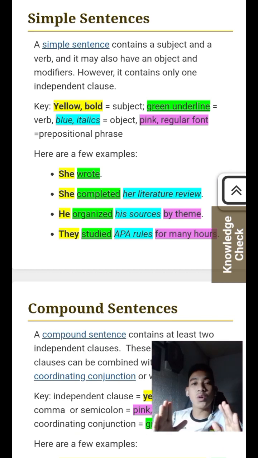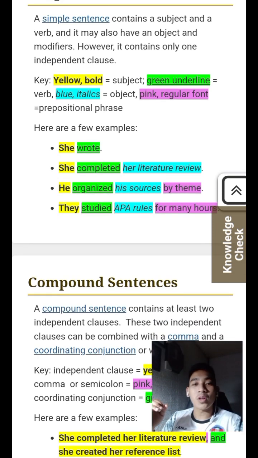Now let us go with simple sentences. A simple sentence contains a subject and a verb. It may also have an object and modifiers. The modifiers here can be prepositional phrases. However, it contains only one independent clause. Take note, an independent clause has an idea. It has a complete idea.